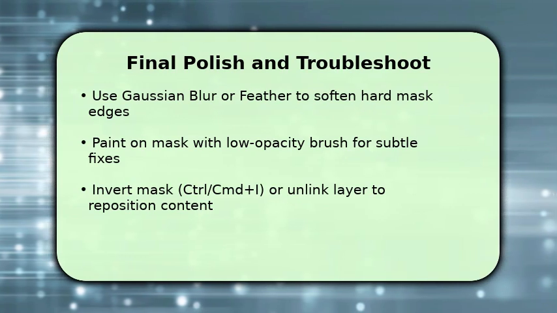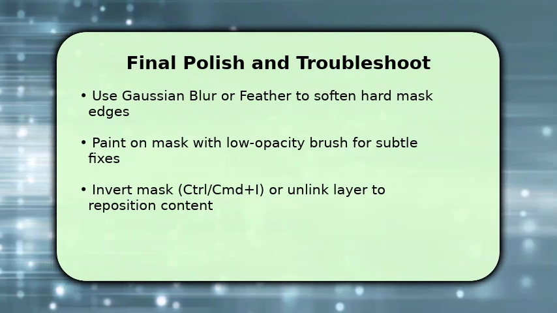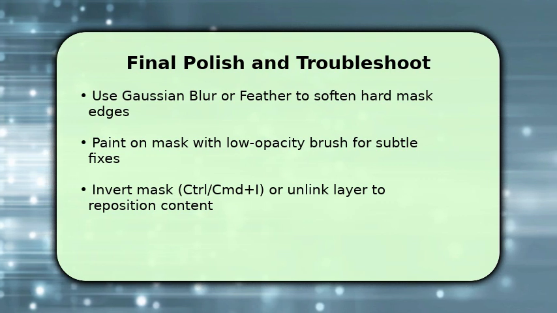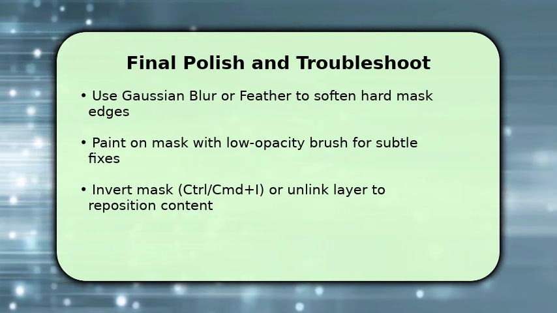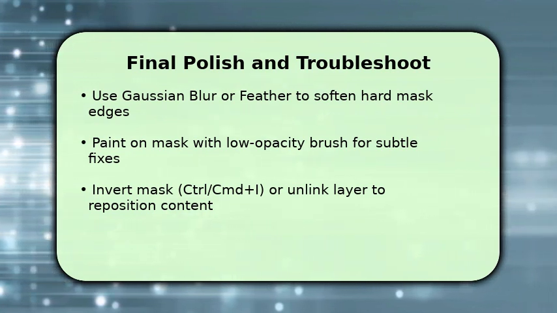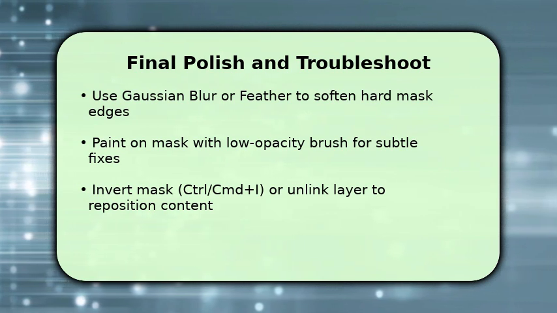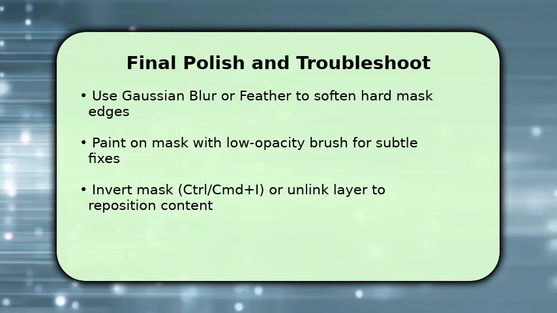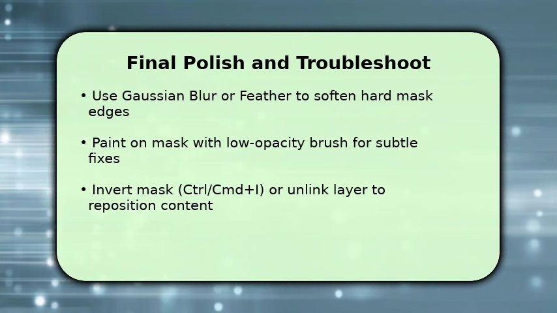Finish by cleaning transitions. Apply a subtle Gaussian blur or feather the mask slightly to remove harsh cut lines. This creates a natural blend. Paint with a low opacity brush on the mask to nudge midtones and correct halos. Use Shift to constrain strokes when needed.